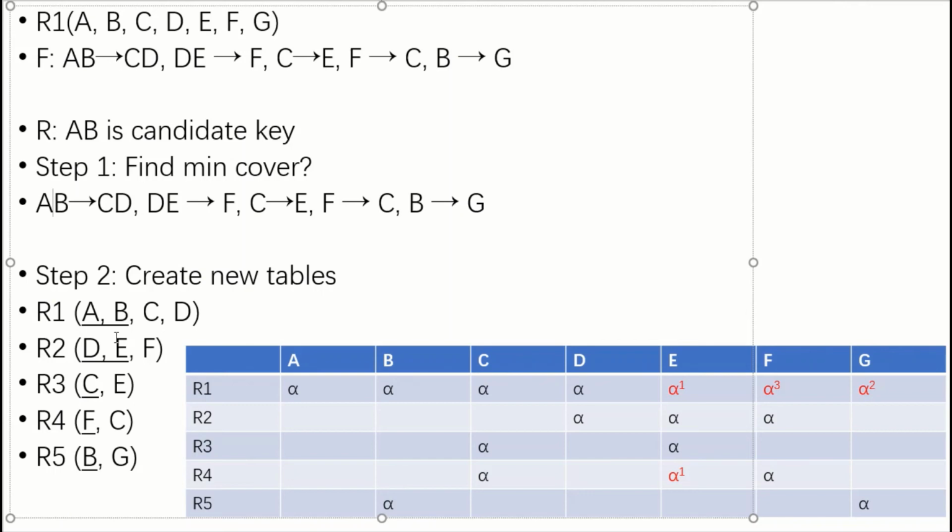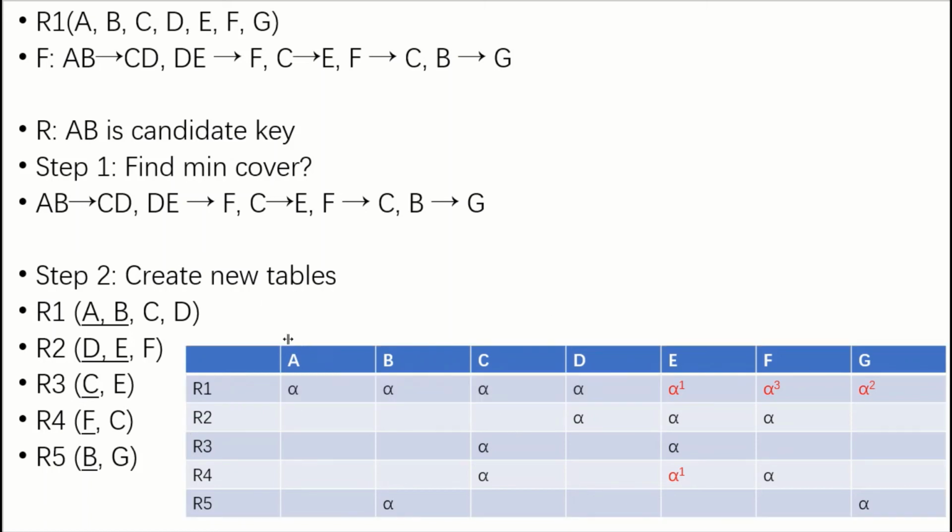I'll have ABCD, DEF, CE, FC, and BG. I don't have any overlapping primary keys, so I'm not going to do any combination, and I'll have 5 different tables. I will check whether this is lossy or not. I have A to G over here, R1 to R5 over here, and I put alphas on my attributes in my respective tables.